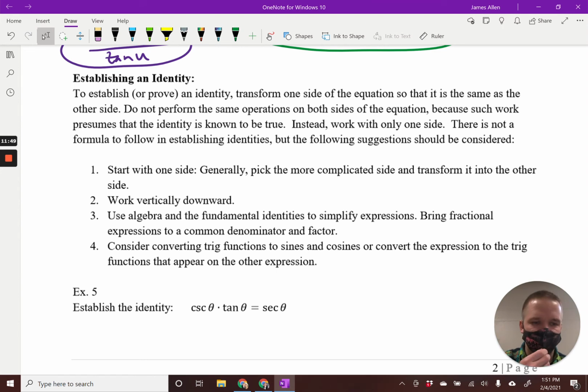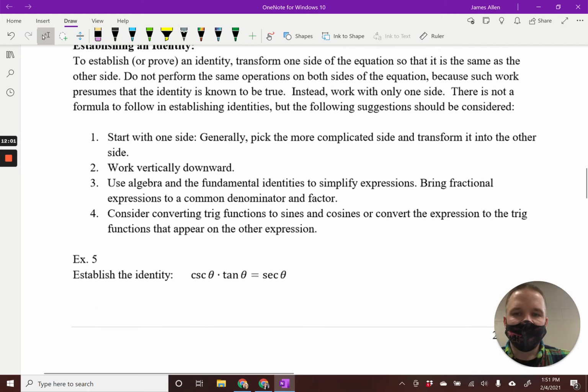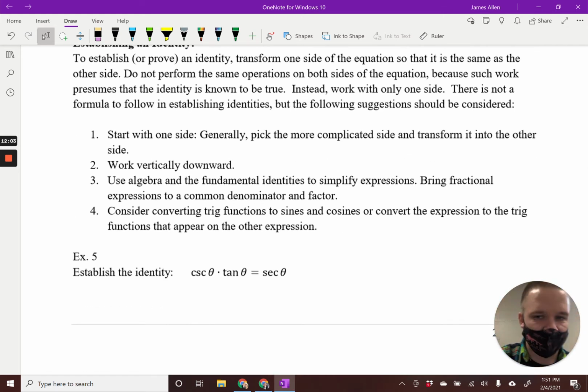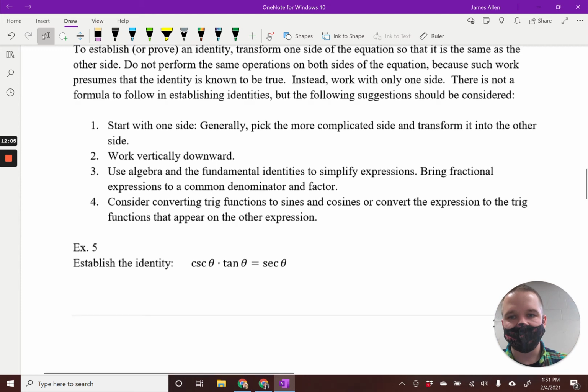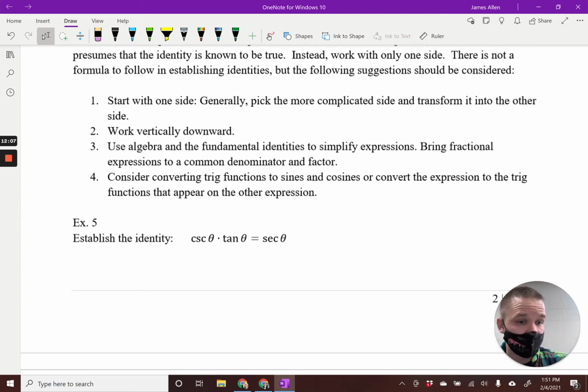Generally speaking, we work with the left-hand side because it is usually the more complicated one. But in the event that the right-hand side is more complicated than the left, work with the right-hand side. 99% of the time, the left-hand side is going to be the complicated one, all right? So that's step one. We're going to work vertically down as long as we have space. Some of these we might run out of space. Use good algebra skills and fundamental identities to simplify everything.